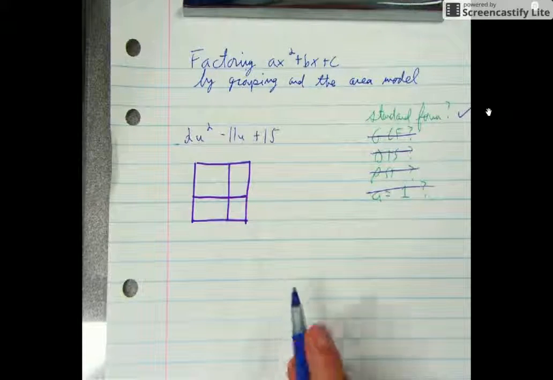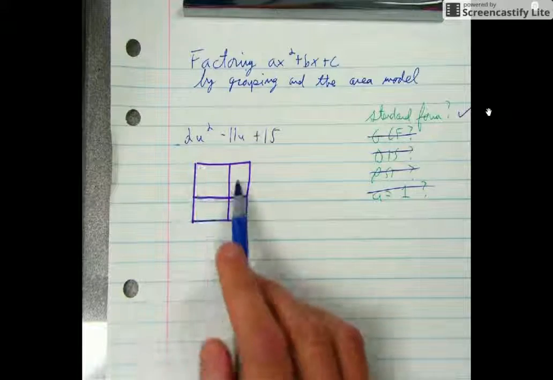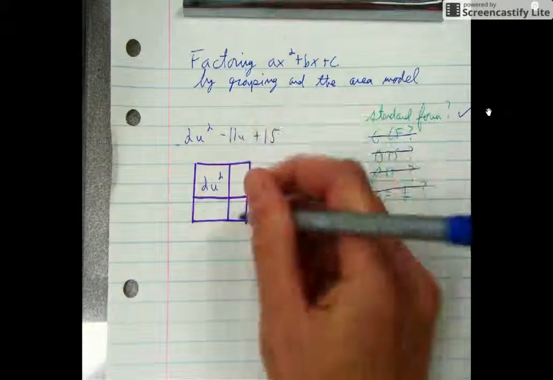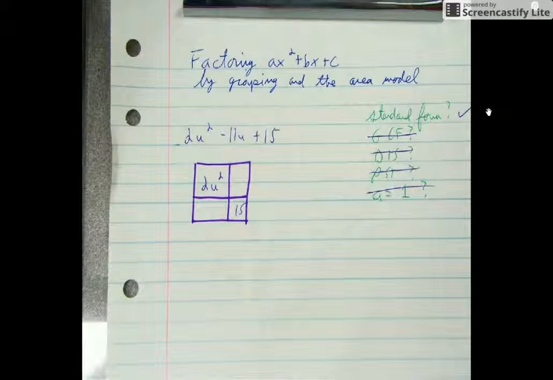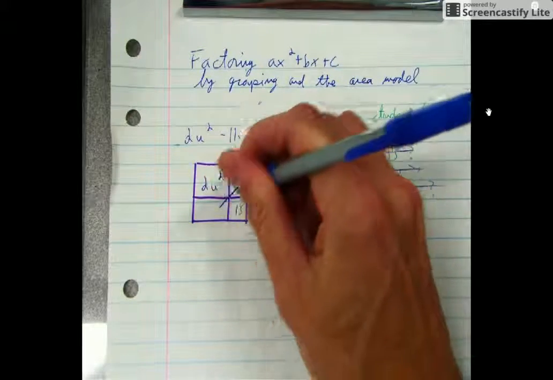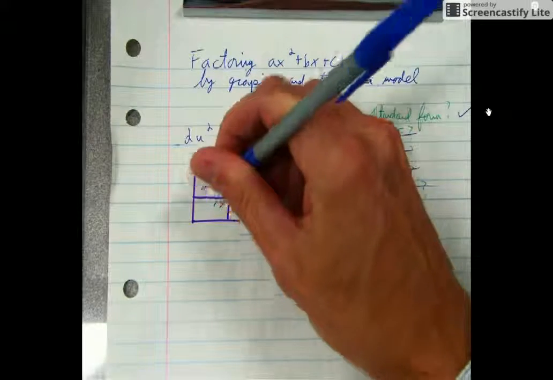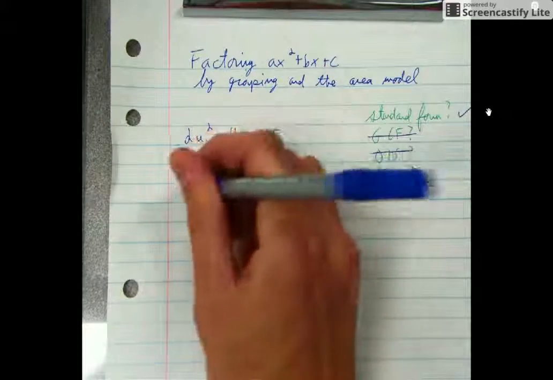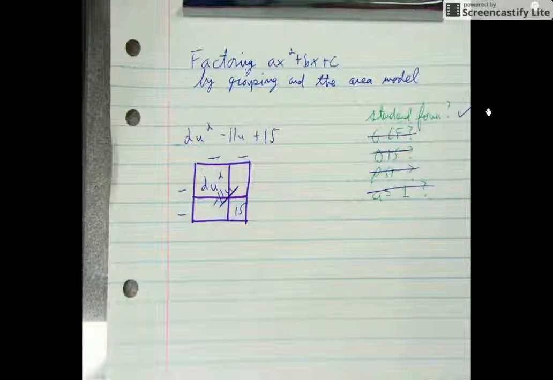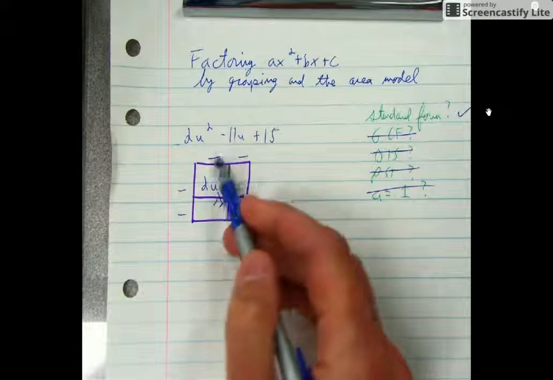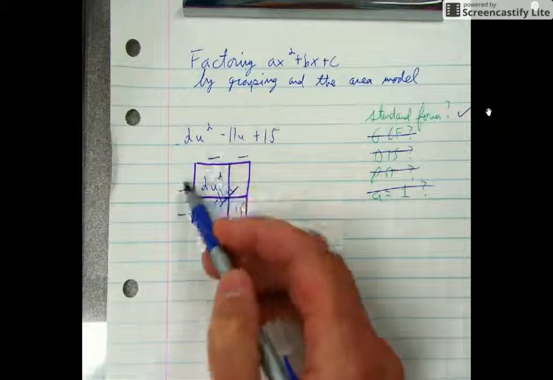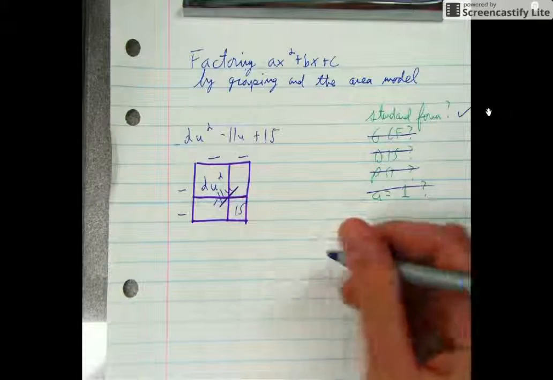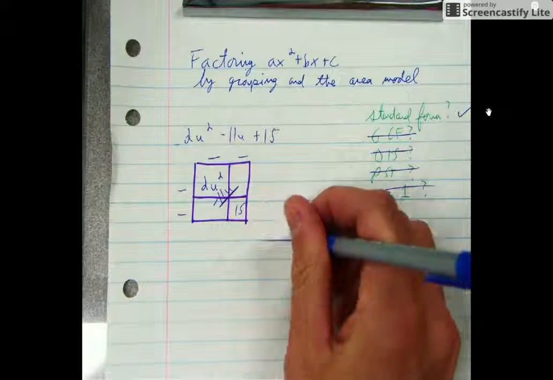Okay, so what we know so far, if I'm trying to fill this in with my area model, is I can put 2u squared there, and I can put 15 here, and I know that these two boxes are going to have a sum of negative 11u. But I don't know what my full dimensions are going to be. And these aren't going to both just be u's this time. One will be a 2u and one will be a u. So I have to play a different sort of game than I've played in the past.